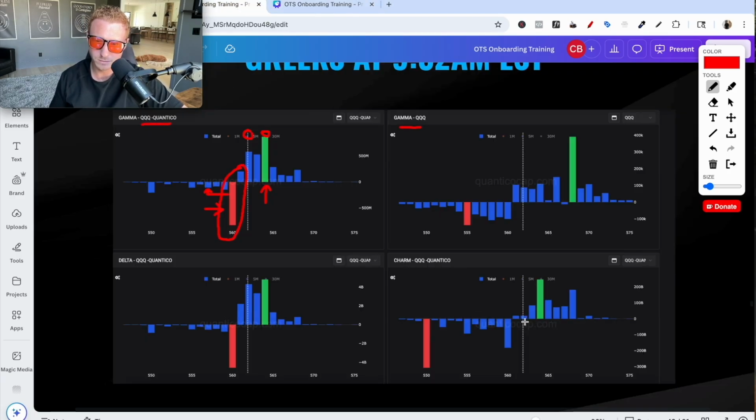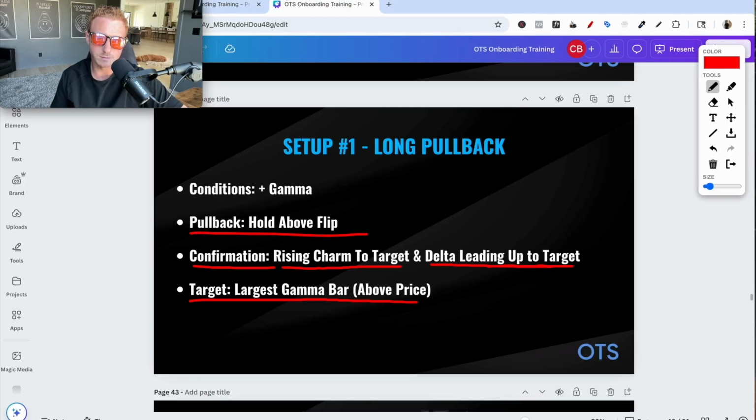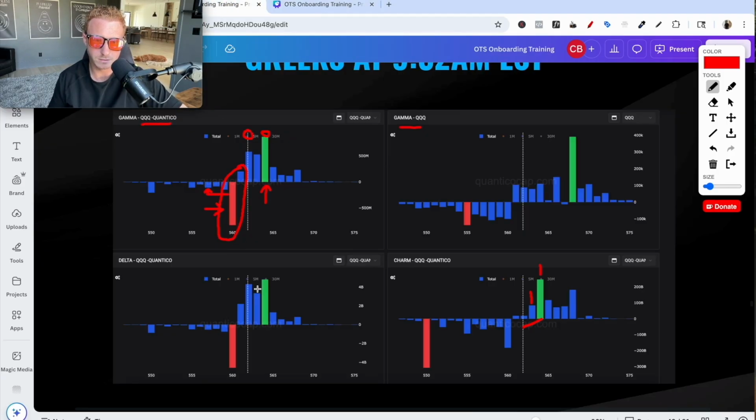Right, look at charm, price is right here. What happens? The next bar increases and then increases again, right? So this checks out. We have charm leading up to target, rising charm leading up to target. And then we also want to see delta, right? Does delta also lead up to target? Well, as we can see, yes, we have pretty good delta right here and then the target, right? So we can easily get a nice trade long up to this target area.